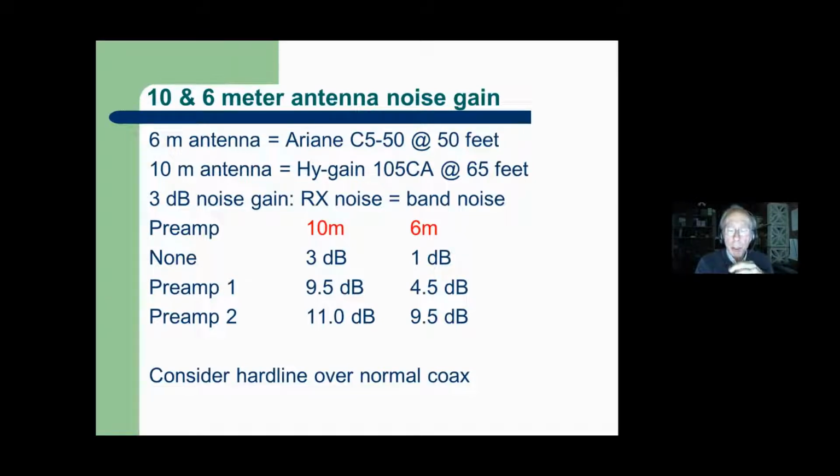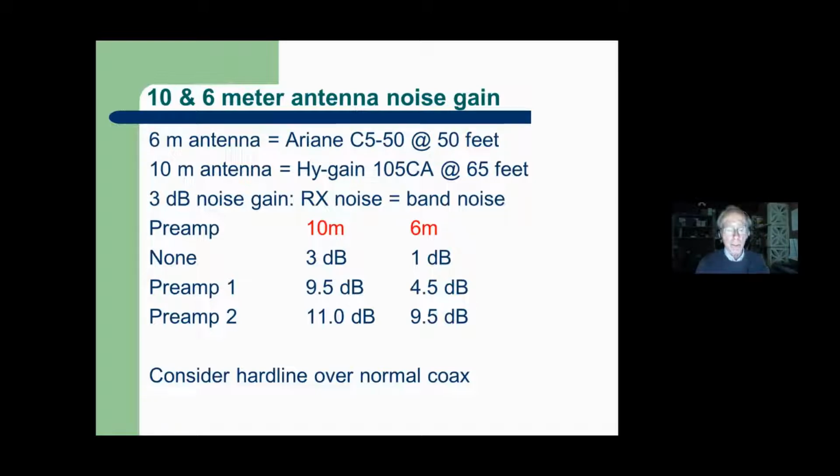But if we go up to 6 meters, when I have no preamp, 1 dB antenna noise gain, I can hardly hear that and measure it with a meter, of course. But we turn on preamp 1, it only goes up 4.5 dB. That's still not enough. It's better than 3, but not much. Preamp 2, I'm almost up to 10. So that really gives you an idea.